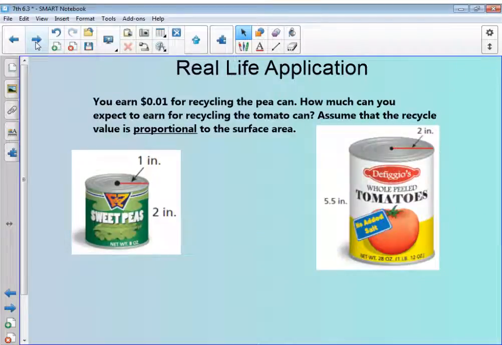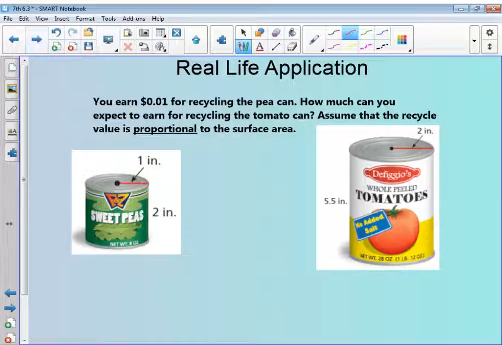Okay, so we're going to go through one real life application using a concept here with full surface area. It says you earn 1 cent for recycling the pecan can. So we get 1 cent if we take in that pecan can. How much can you expect to earn for recycling the tomato can? Assume that the recycling value is proportional to the surface area. Okay, so let's go through and find the surface area. So this is the same one that we just did on our previous slide.